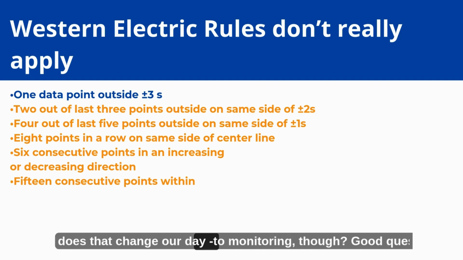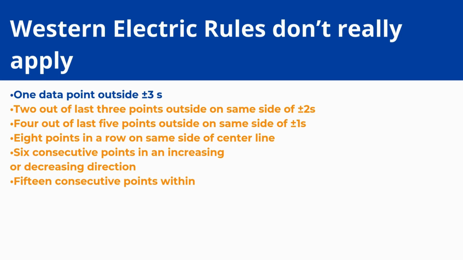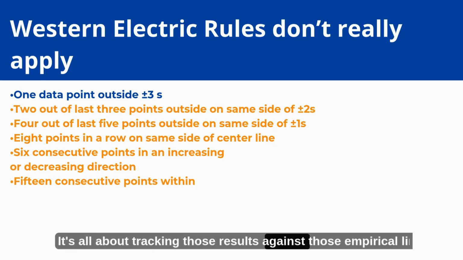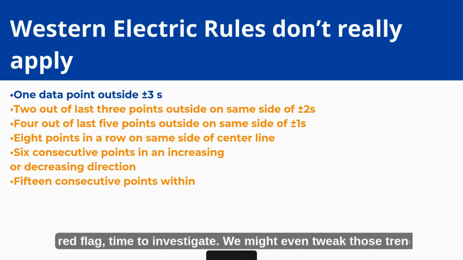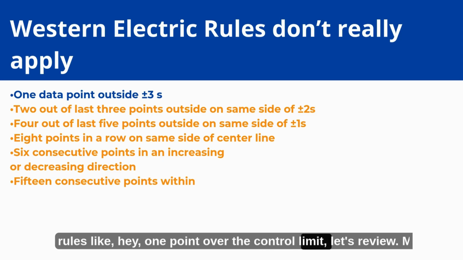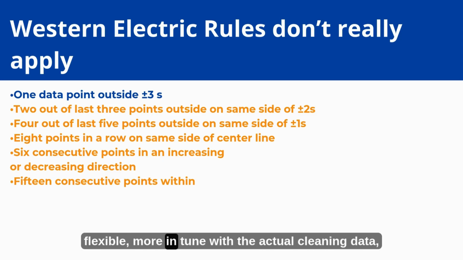How does that change our day-to-day monitoring, though? Good question. It's all about tracking those results against those empirical limits. Page 13 breaks it down. We stick to those original acceptance criteria, sure, but now we're also on the lookout for trends, how things are moving relative to that performance control limit. If data points are creeping up on or crossing that line, it's a red flag, time to investigate. We might even tweak those trending rules like, hey, 1 point over the control limit, let's review. More flexible, more in tune with the actual cleaning data, not bound by those normal distribution rules.